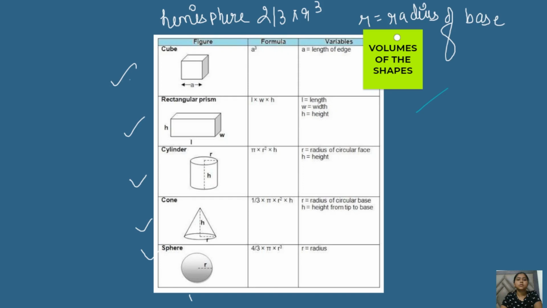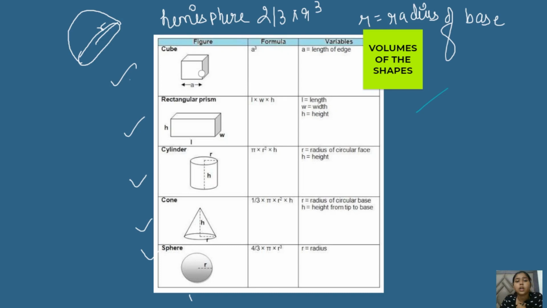Okay, so how does the hemisphere look? It looks like this, like a bowl. Okay, it looks like this. This is the r. Right, now the cube is basically this side is a. The formula of the volume is a cube, right? Why is it a cube? Because all the sides are equal in case of cube, and a is the length of the edge.